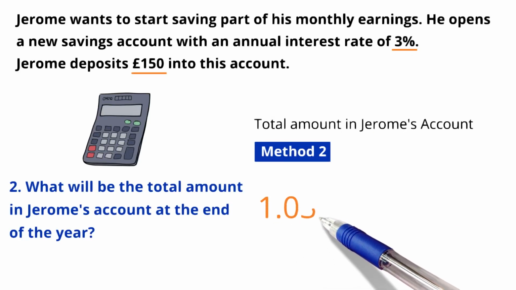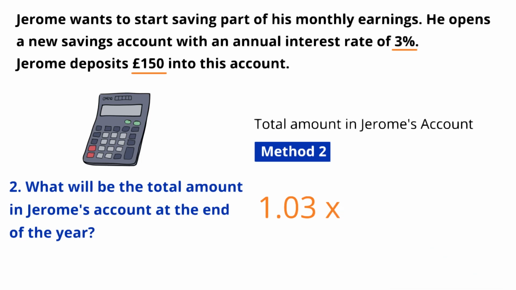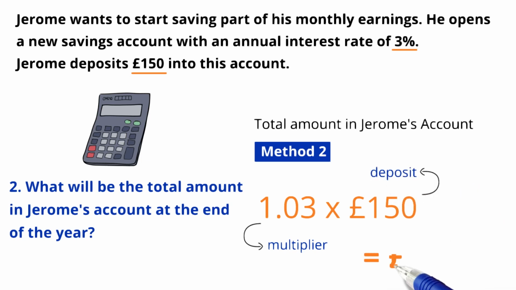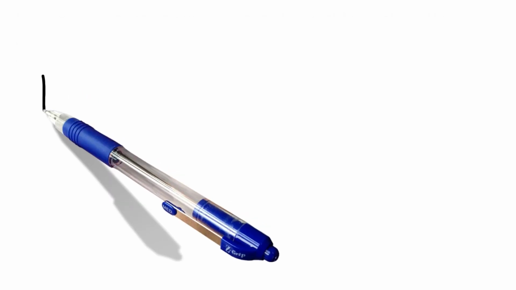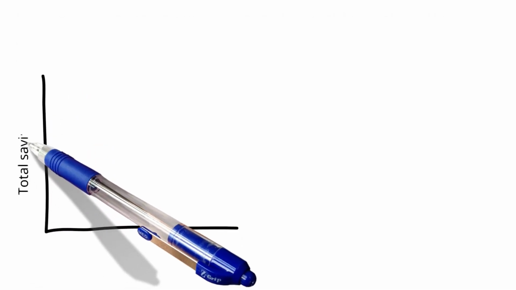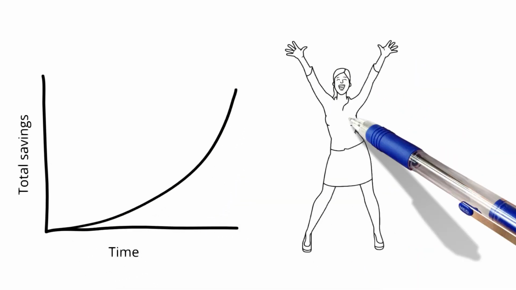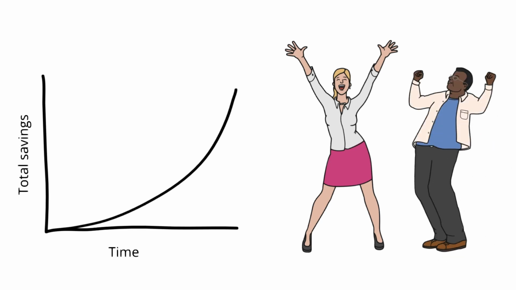So we take our multiplier, 1.03, and times this by Jerome's initial deposit of £150, which gives us £154.50. And this is the total amount in his account, including the deposit and interest after a year. It's important to remember that even if this doesn't seem like such a big increase, if Jerome keeps his money in the account for a number of years, that amount will grow and grow. In the next year, for example, he will be getting a 3% increase on the £154.50 in his account, and this is known as compound interest.